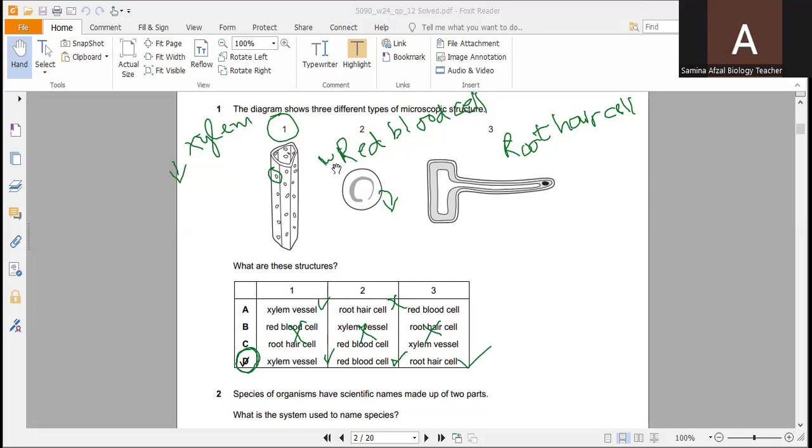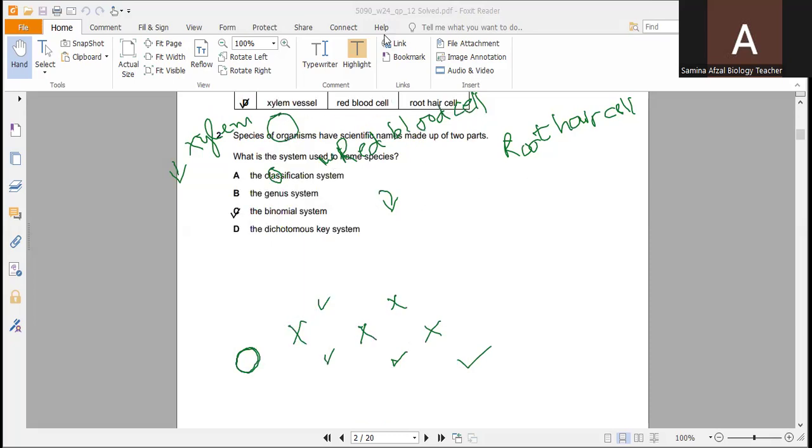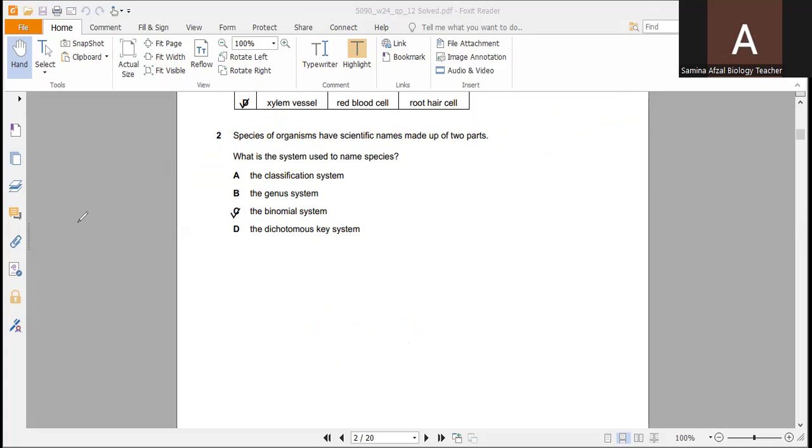Now we are moving towards the next question, question number 2. Species of organisms have scientific names made up of two parts. What is the system used to name species? The classification system? No. Classification system means to classify the organisms, but there is a specific name for this system. The genus system? Again, genus alone is not working.